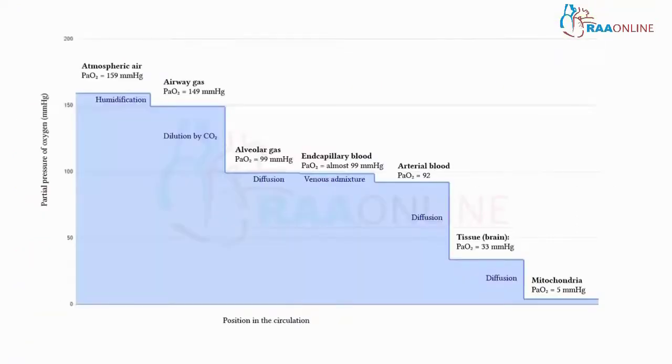Now, this is the pictorial representation of the oxygen cascade. If you look at the atmospheric air, it contains a partial pressure of 159. From there, once it enters the trachea, it becomes 149. In the alveoli, it comes down to 99. And from there, to the arterial blood, then tissues, and finally the mitochondrial level. Well, this is the pictorial representation.